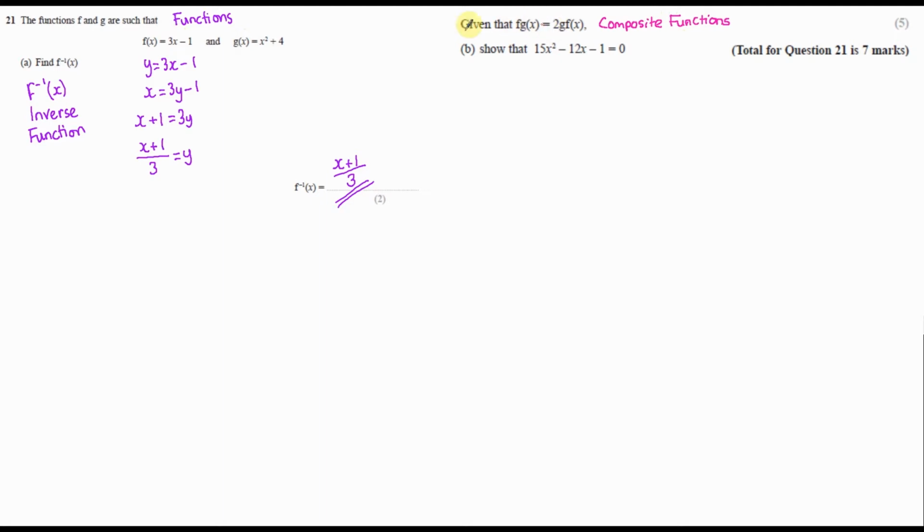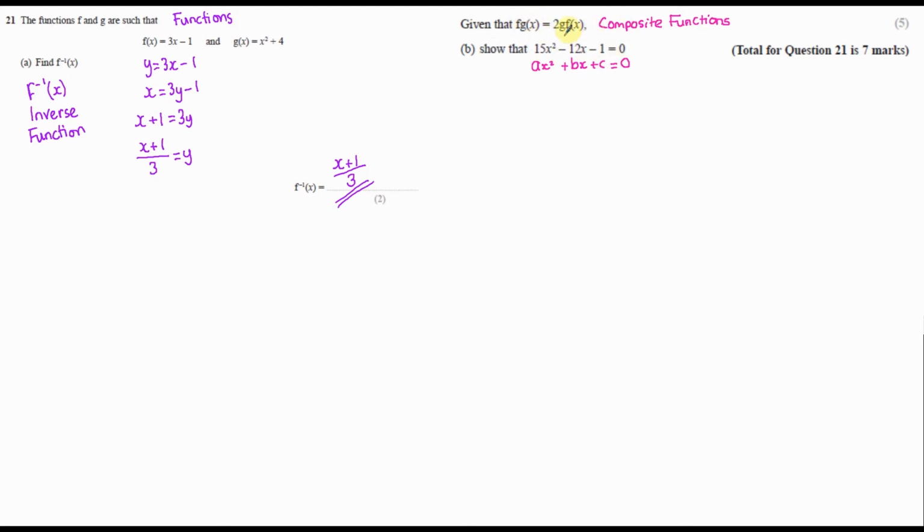So on this side it's saying f of g of x, and on this side it's saying 2 of g of f of x. And what we want to work out is, if we work those functions out and we simplify them, we should be able to get to this format, which is in the format ax squared plus bx, although it's minus, plus c. Again, it just means that c is a negative number there. So it's putting it into a quadratic form.